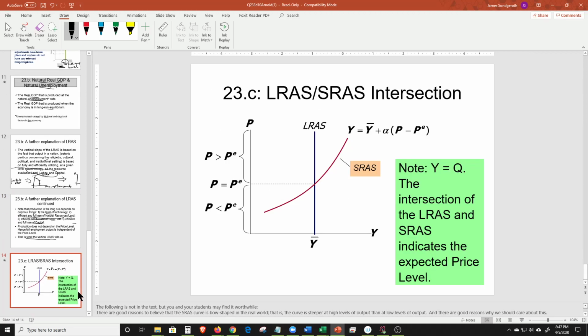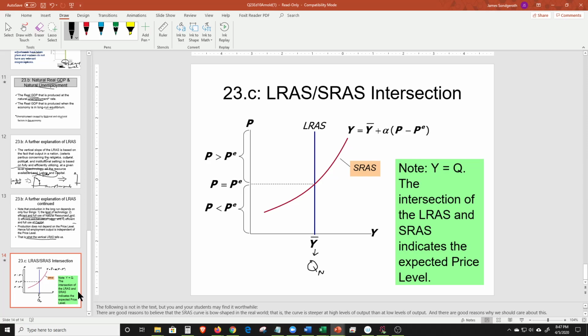And finally, I pulled this from some other place on the internet. Our textbook calls Y hat here Q sub n. That's a full employment level of output right there.